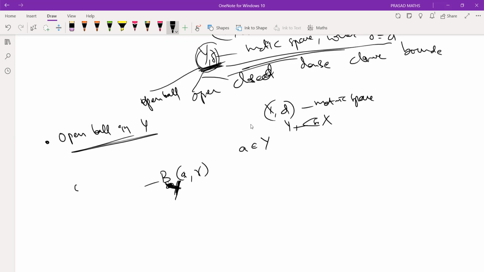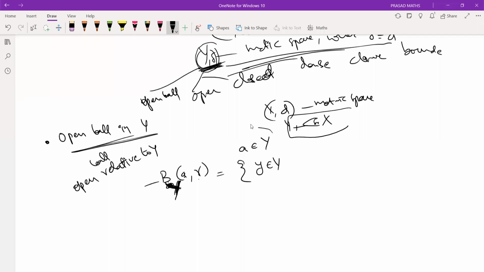This we call open ball relative to Y, or in some books, open ball relative to Y. So open ball relative to Y equals, what is the definition? Generally, the set of all y in the metric space Y. You are working in Y. Right now we forget X, because Y itself is a metric space.